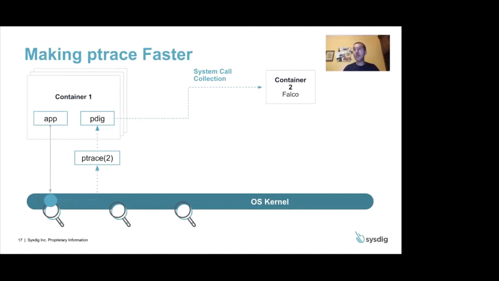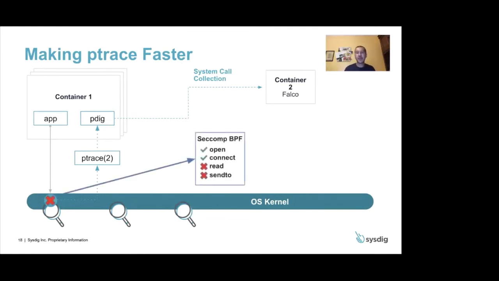So we do multiple things to make this faster. One example is the use of seccomp BPF. When Ptrace has been enabled, for example, on Fargate, in the environment where I gave the demo.